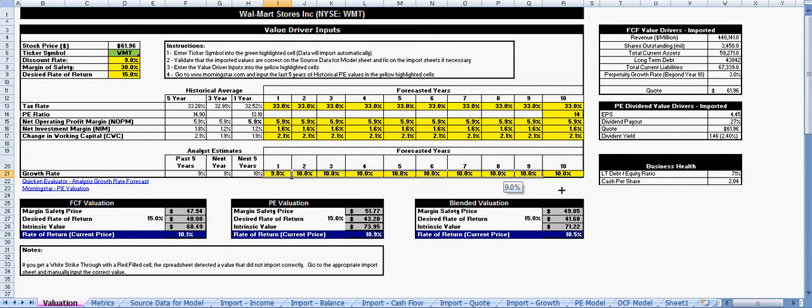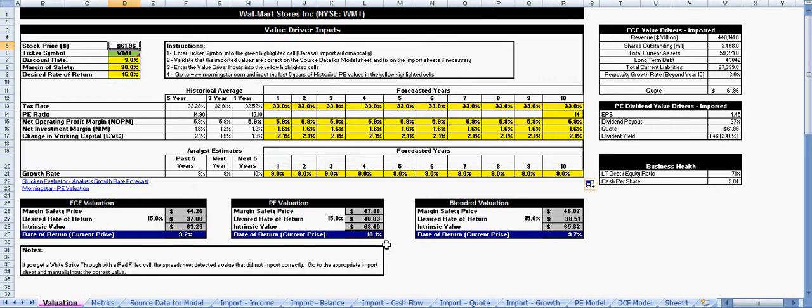So if we put 9% in there, which is probably a reasonable forecast, you can see the model thinks it's worth anywhere from $64 to $68 a share. It's currently trading at 62, so it's getting close to its fair value. Not quite there if you look at it from a blended perspective. It's not overpriced, but it's not drastically underpriced either.